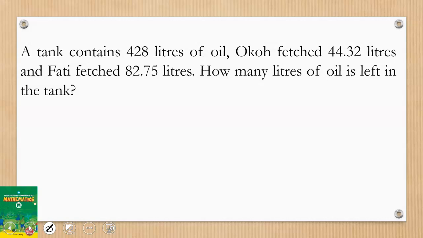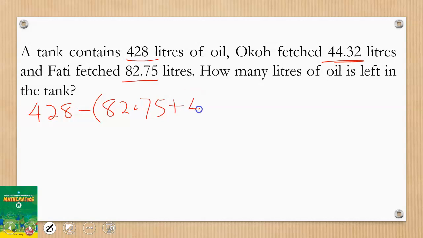Let's say, for example, a tank containing 428 liters of oil. Okun fetched 44.32 liters, and Fatih also fetched 82.75 liters. That means they fetched this from the container containing 428 liters of oil. And so together, the amount they fetch is taken away from the total, which is 428 minus the sum of Fatih, which is this, and that of Okun, which is that. So we can add these two numbers and then we subtract it from the total oil in the container. So let's do this simple calculation here.